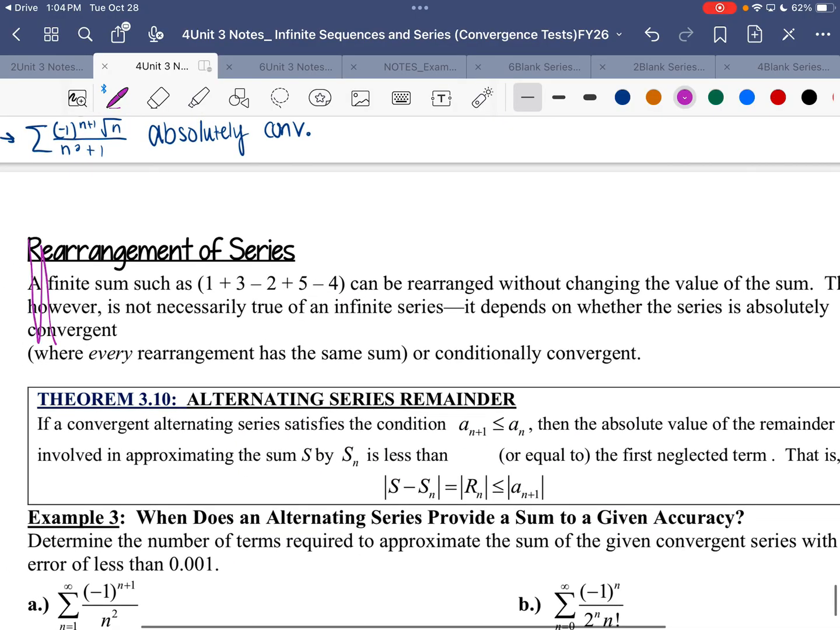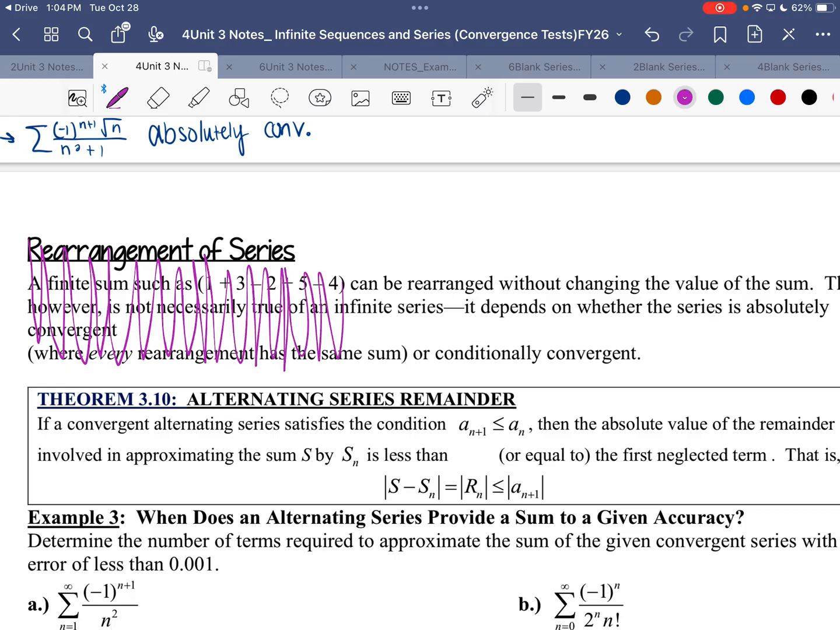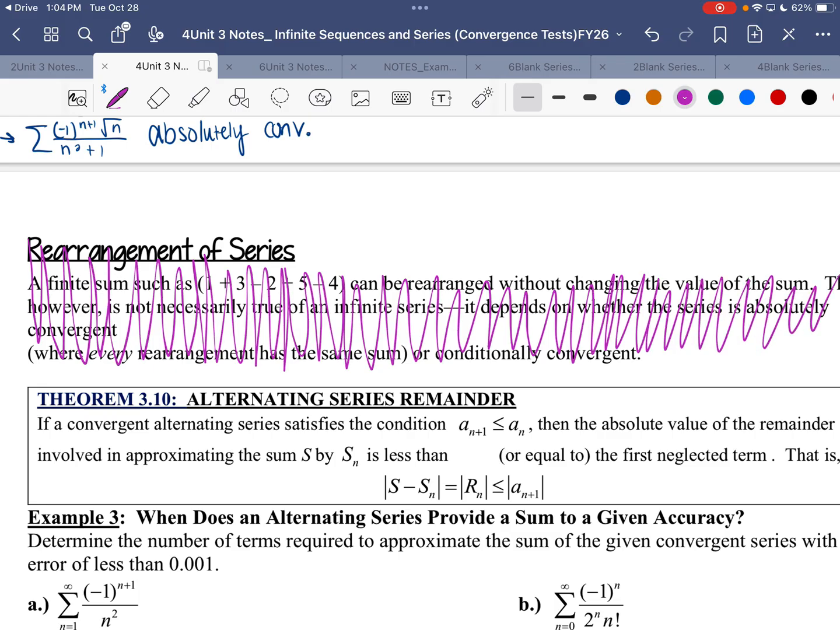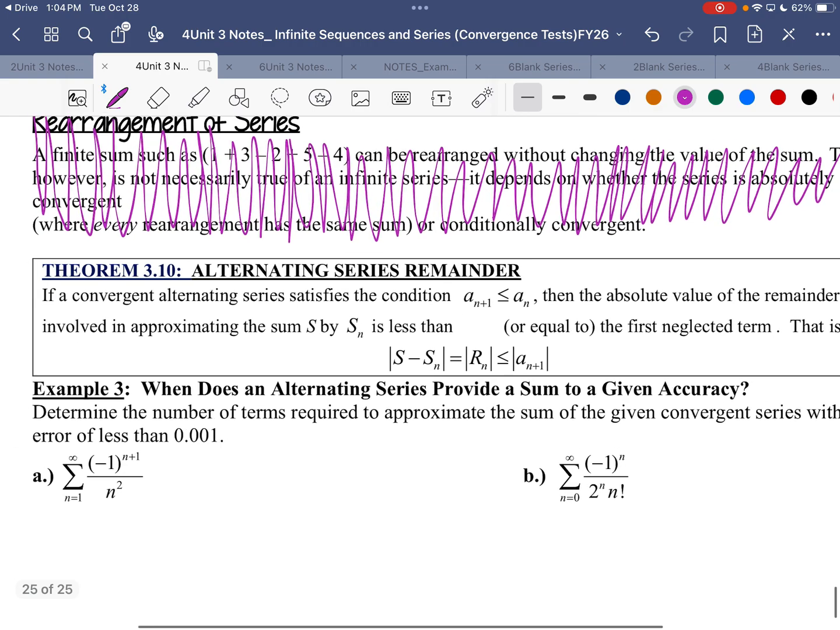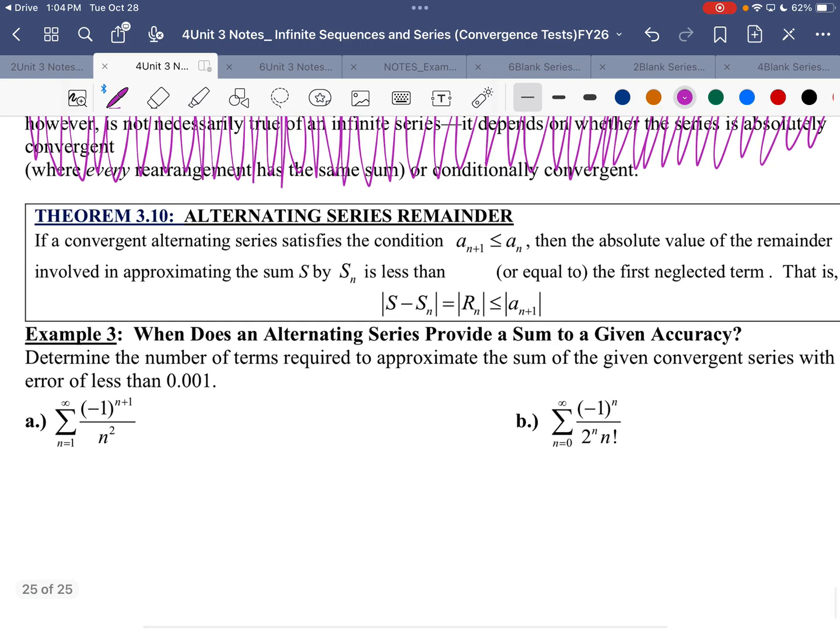Now, I meant to delete this, so this part right here, we don't care. We're not rearranging. And we're going to do the alternating series remainder.